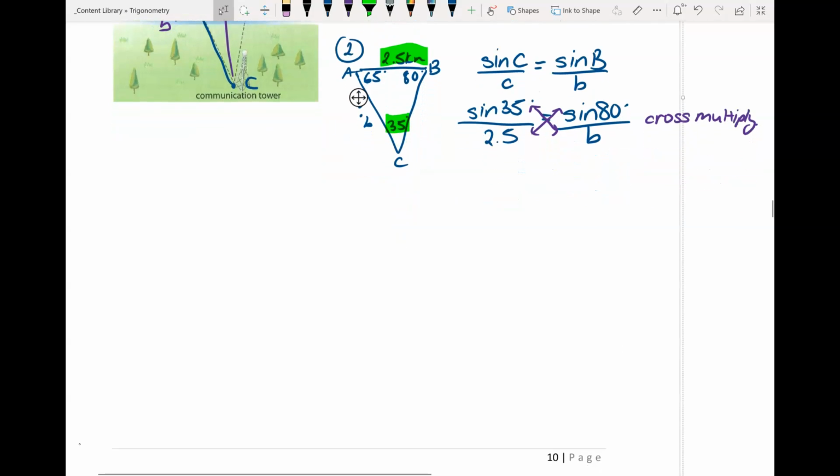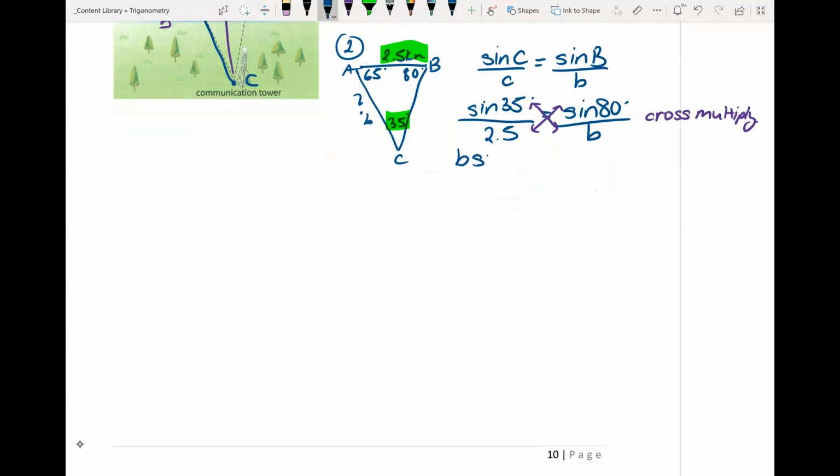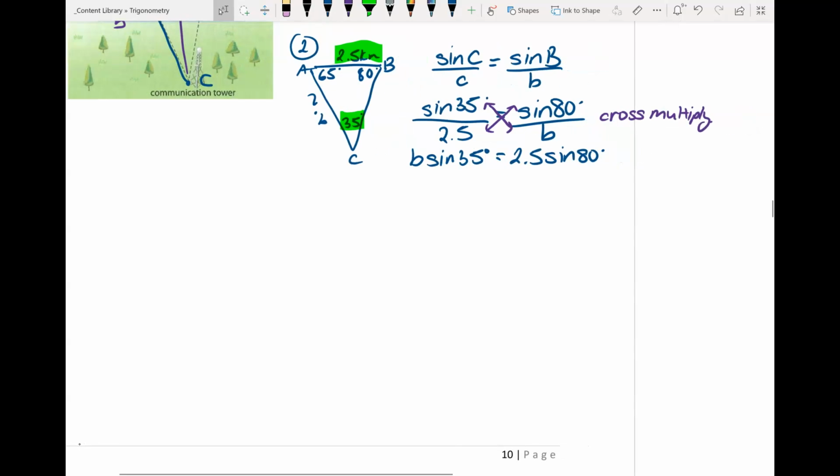So after I simplify this, it's going to be b times sine 35 equals 2.5 times sine 80. Now in my next step, I'm going to divide. I'm dividing by sine 35 to isolate b.